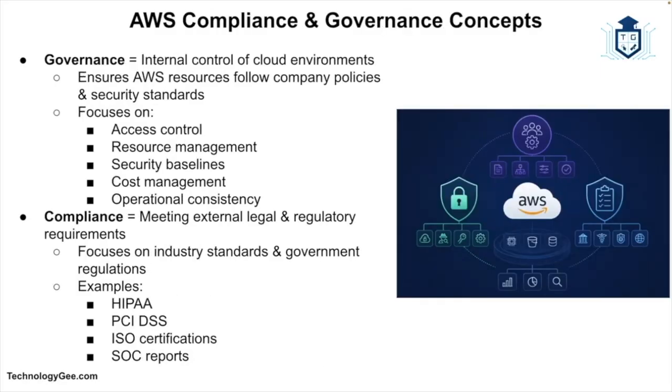All right, so let's talk about governance and compliance. Now, these are often confused, but they serve slightly different purposes. Governance, this is about control, making sure your cloud environment follows internal policies. Compliance, this is about meeting external requirements, such as laws, regulations, and industry standards. And AWS provides a ton of support in this area, especially through tools like AWS Artifact.